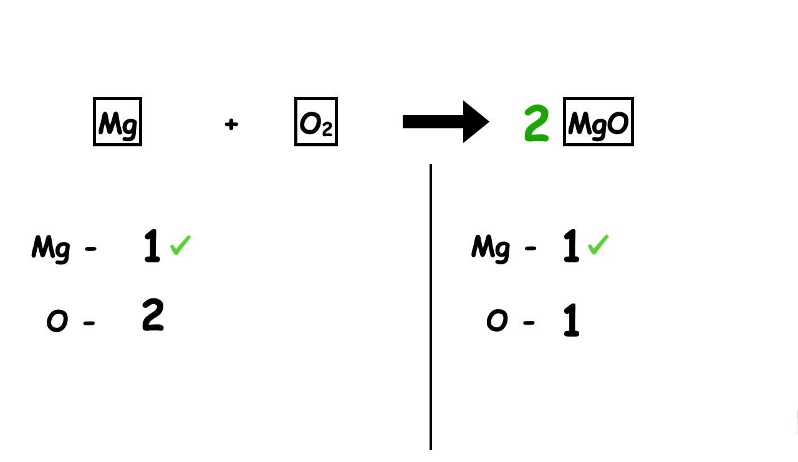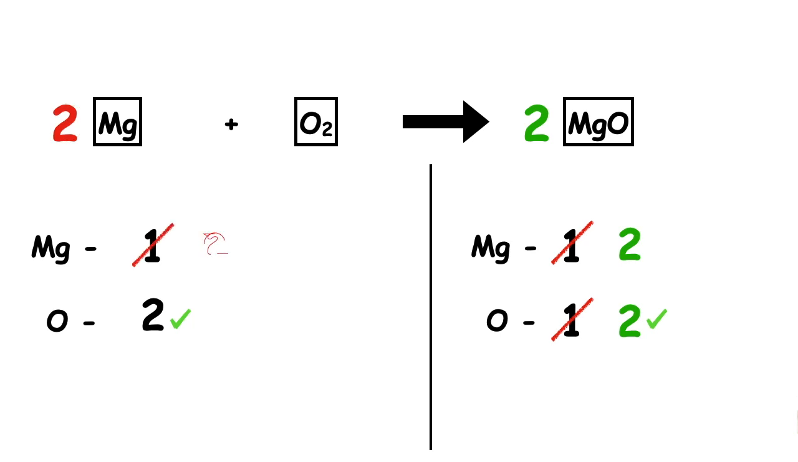Remember, you do not put any numbers inside the box. That means that we now have 2 magnesiums and 2 oxygens. The oxygens balance, so we can tick them off. Just like Santa does and checks his list twice, we go back up to the top. How many magnesiums do we have on the left? We only have 1. And how many do we have on the right now? We have 2. These don't balance.